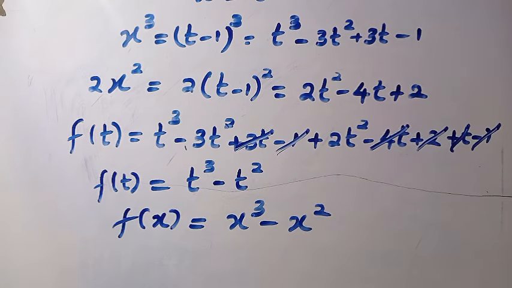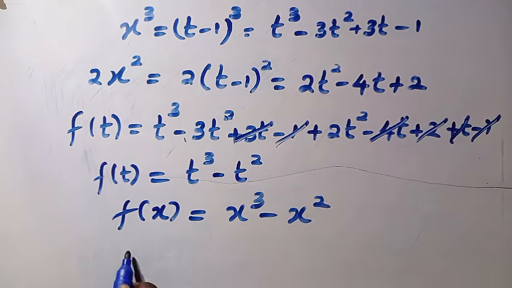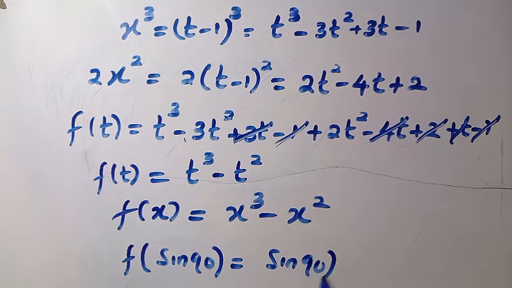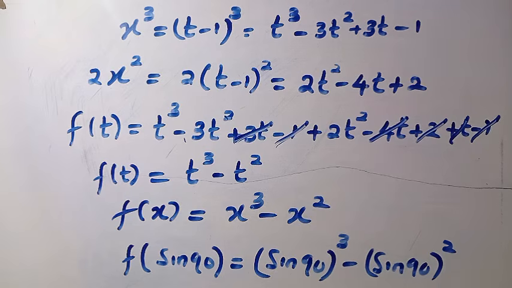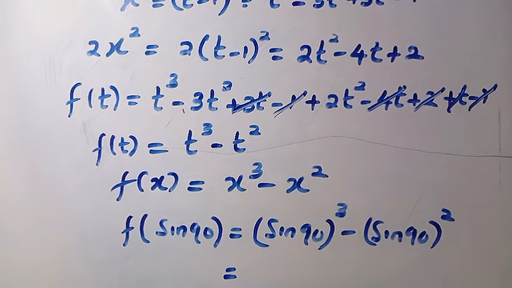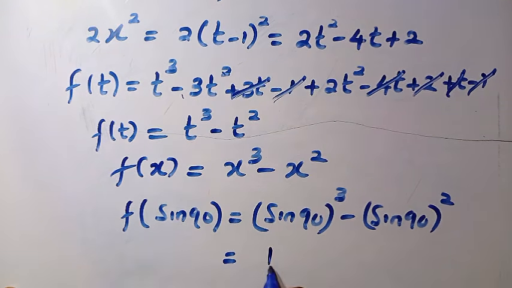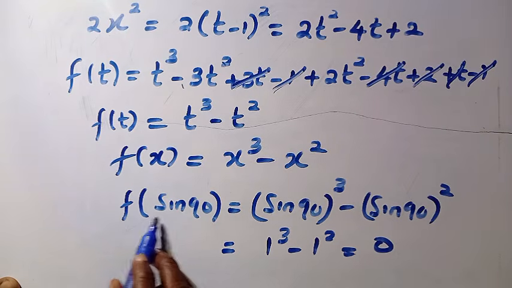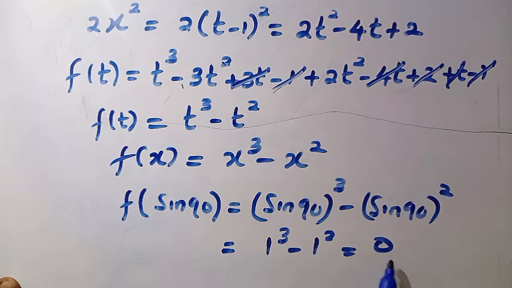Don't forget that we need to find f of sin 90. So f of sin 90 equals sine of 90 cubed minus sine 90 raised to power of 2. But sine 90 gives 1. This is 1 cubed minus 1 squared equals 0. So our result for f of sine 90 is 0.